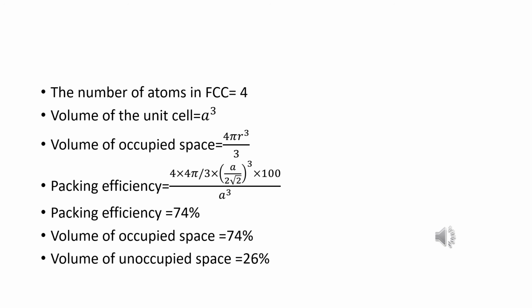From this we calculate how much empty space is present in the crystal. The volume of unoccupied space is equal to 100 minus 74, that is equal to 26%. FCC has more packing efficiency, then BCC, then SCC.